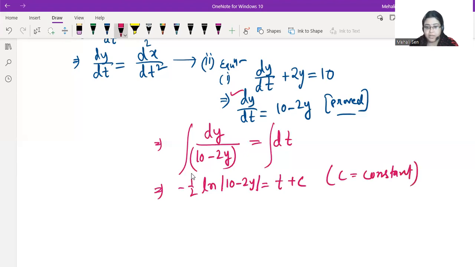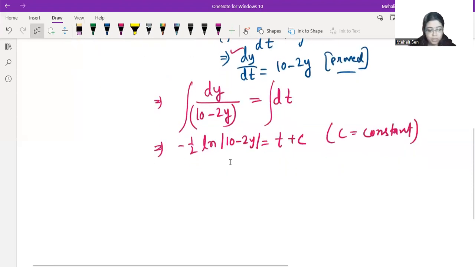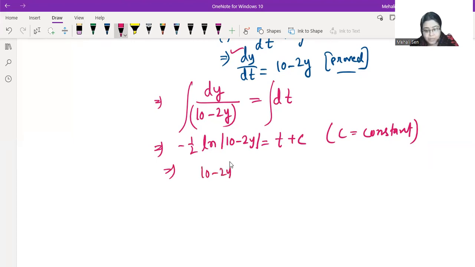Arbitrary constant. Now what we need to do: we know that while converting ln, we have e. So what should be here? We can take 10 minus 2y is equal to A e raised to the power minus 2t, where A is equal to plus minus e to the power c.